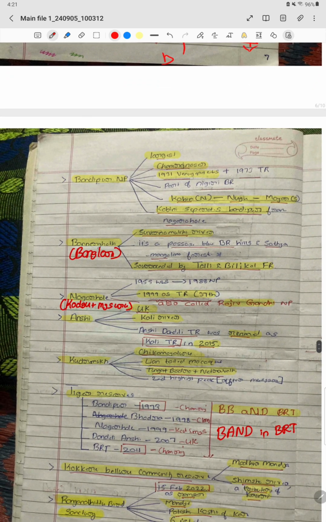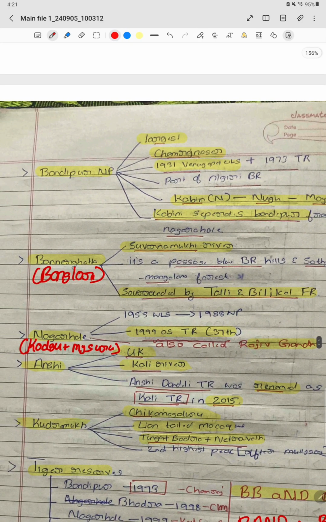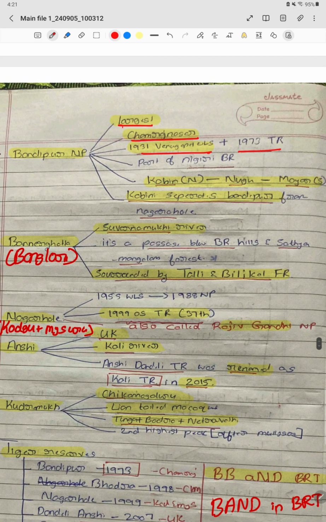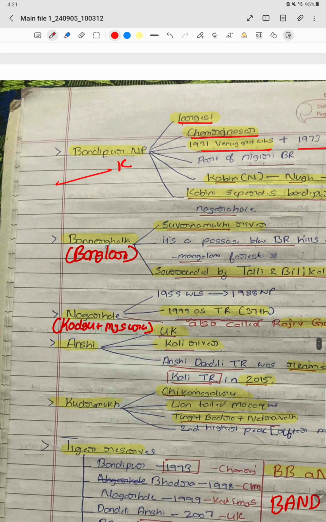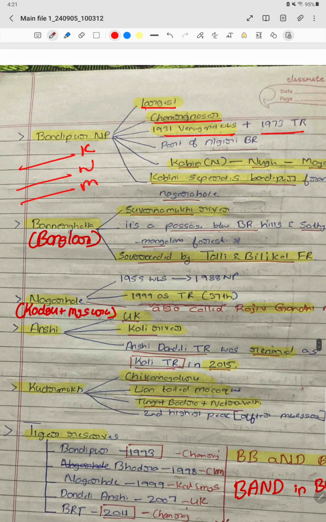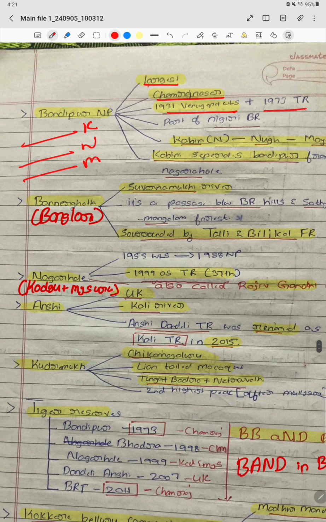Some basic facts about all these national parks. So let us start. Bandipur National Park is the largest one. It is in Chamarajnagar district. It was earlier called Venugopala Wildlife Sanctuary in 1931, and it was converted to Tiger Reserve in the year 1973. And three rivers flow through it. Kabini flows at the north, Nugu flows in the middle, and Moyar flows in the southern end. The Kabini separates this from Nagarhole National Park.